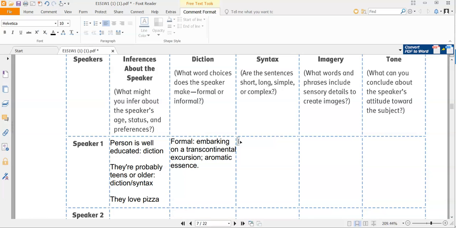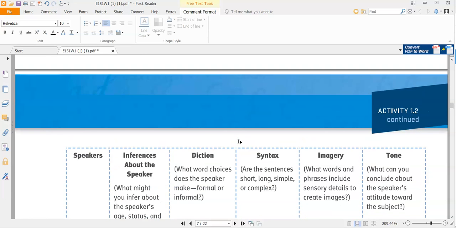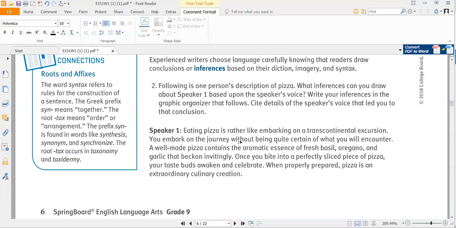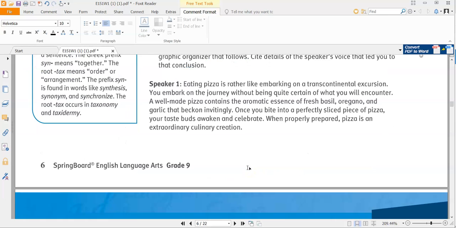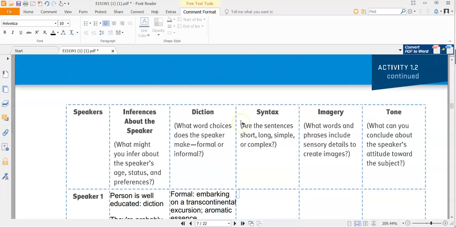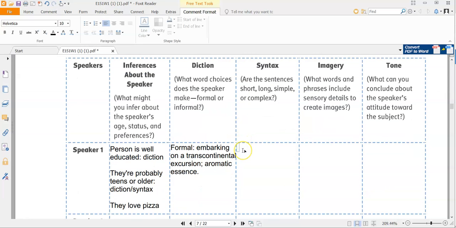So syntax, are the sentences long, short, simple, or complex? I keep reading those backwards, I have no idea why. So here we have a fairly long-ish sentence, but it's simple. Another one here that's fairly long. This one includes a lot of details. So I'd say that for the most part, the sentences are long and somewhat complex, but they're not too complex.